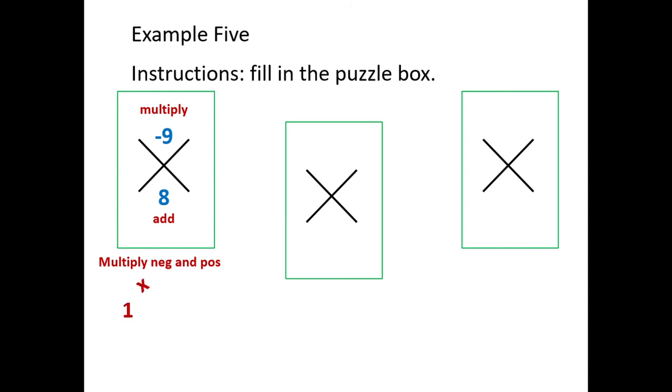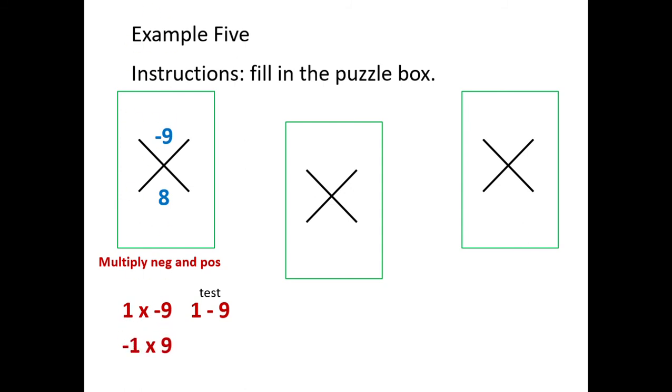So which one is it? Well, if you do 1 times negative 9, you get negative 9. That's true. But what happens when you do 1 plus negative 9? Well, which one's bigger? You've got 9 negatives and only 1 positive. So you end up with a negative 8. Well, that's wrong, because you've got an 8 on the bottom, not a negative 8. Okay, so we're going to have to try something else.